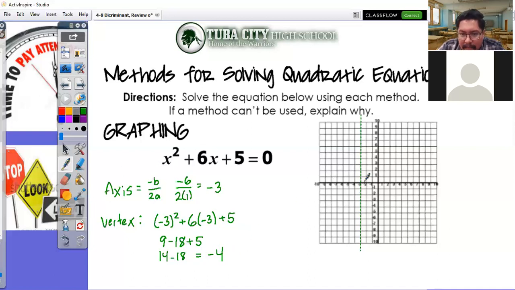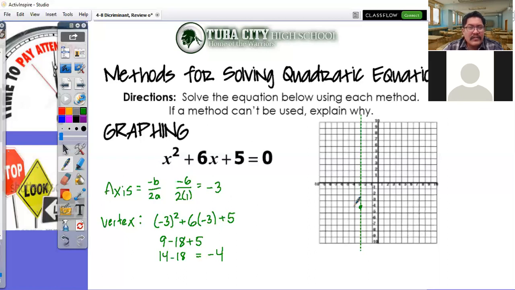So this means go back 3 up, or sorry, not up, down 4. Actually, I better double check this to make sure it is at 3. All right, looks fine. So this is our vertex. We're also going to need a couple of other things in order to graph this.